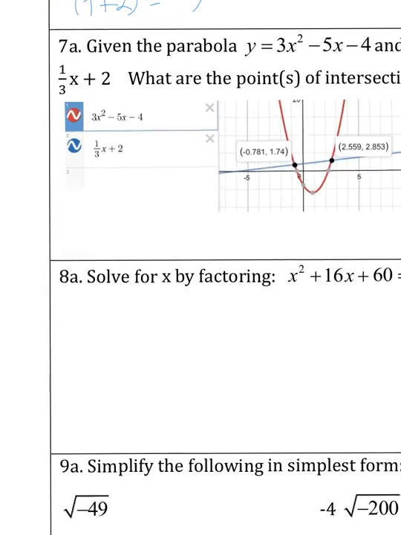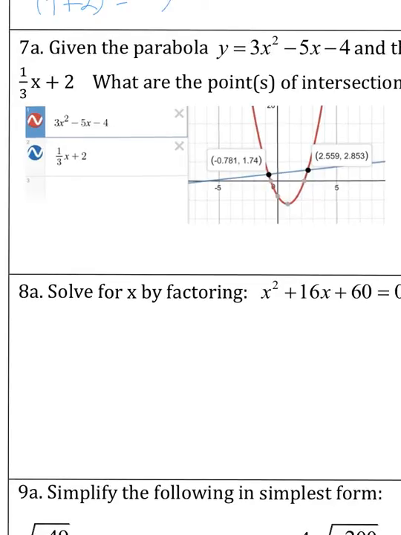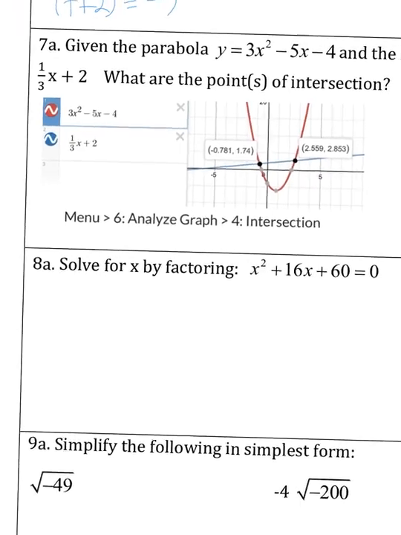Now, how do you get that? Let's go over how you get that in TI-Nspire. So the first thing you'll do is type them into a graph page, and what you'll do next is as follows. You'll need to press the menu button. You'll need to go to number 6, analyze graph, and go to intersection. And then it's just a matter of highlighting, and clicking, and then repeating the process again for the other side. And that's all there is to it, all right?